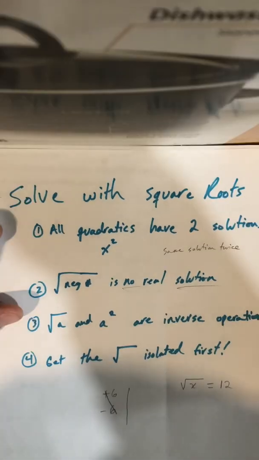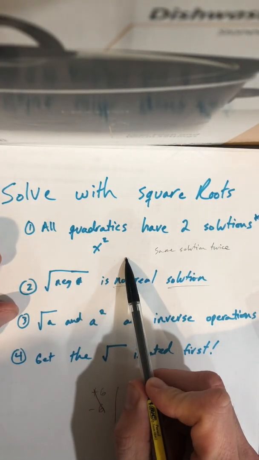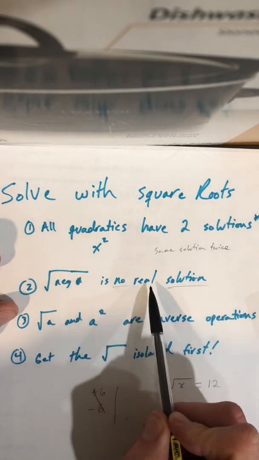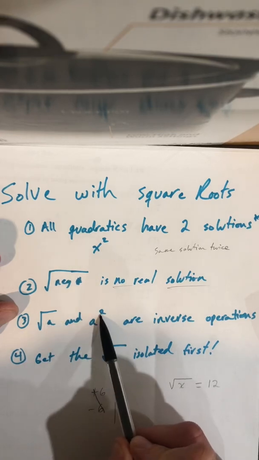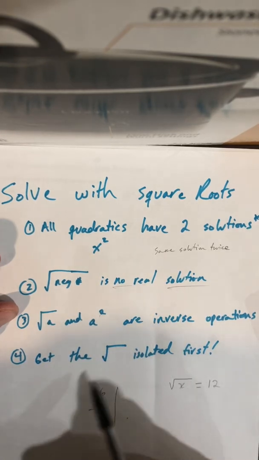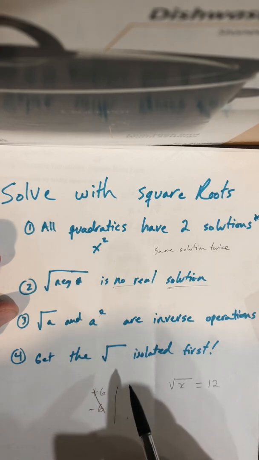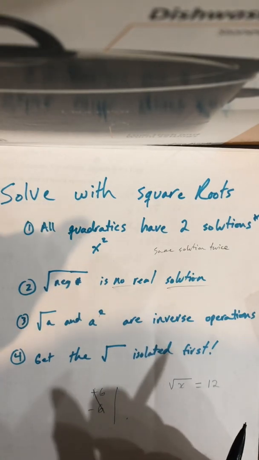Just remember, you're always going to have two answers. As we saw, most of the time it's just positive, negative. And then if you square root a negative number, you got no solution. And then the way to cancel off a square is using a square root. And then get the square root isolated first. That means you might have to use some algebra, adding and subtracting and multiplying and dividing to get there.